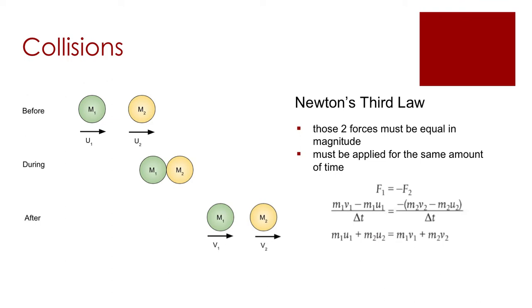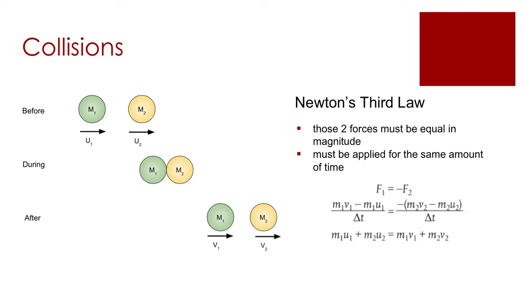So let's now apply Newton's third law to this same situation. It said that the forces are going to be equal in magnitude. F1 will equal F2, but opposite in direction. So that's why I've got this negative sign here. Now from the last slide, I had F1 was m1v1 minus m1u1 all over t, and I'm going to do the same for F2.